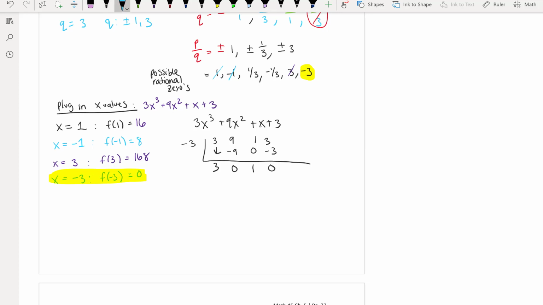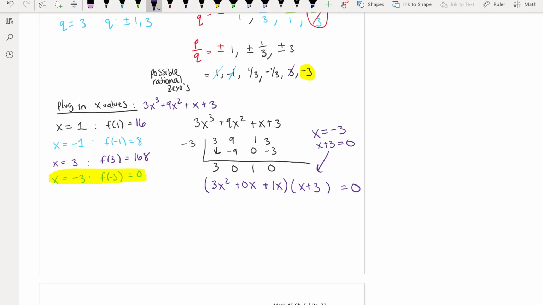So when I rewrite this, I'm going to have this as 3x squared plus 0x plus 1x. So that's one of the factors that I have. And don't forget that I already knew that x is equal to negative 3 is also a 0, so x plus 3 is also a binomial factor. So all of this is equal to 0.